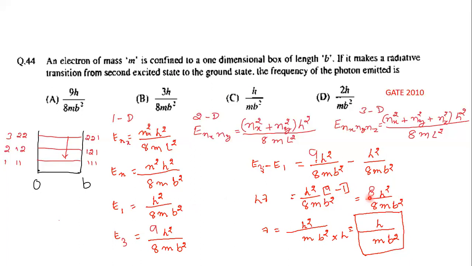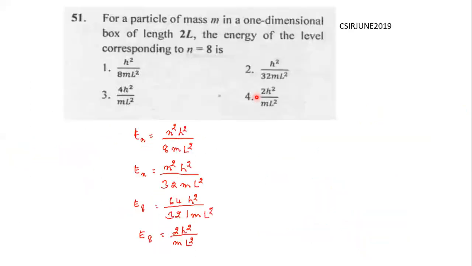This h by 8 and 8 gets cancelled. Then this difference can be made equal to h nu. So we need nu here, the frequency corresponding to that transition. Then h would go to the denominator here, then one h here and one more h there would get cancelled, and finally we are left with h by m p square. This is the frequency corresponding to the transition from second excited state to the ground state. So this is the option.